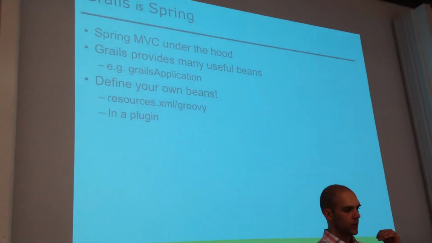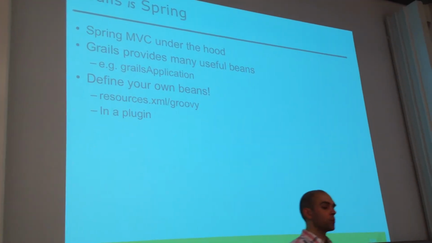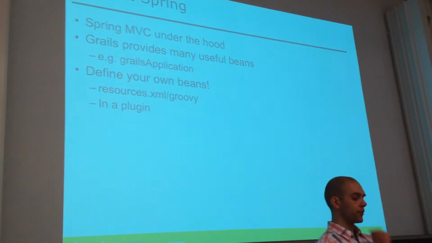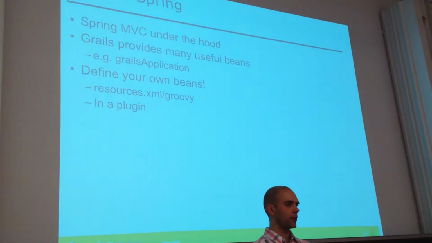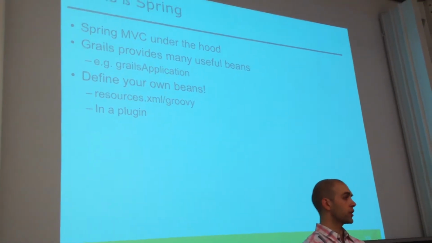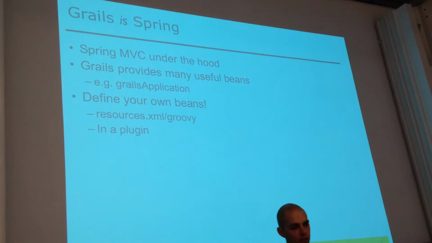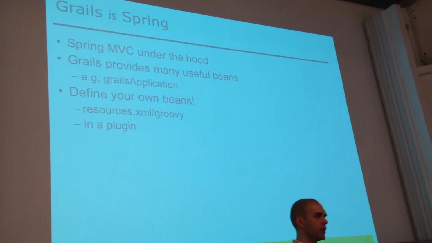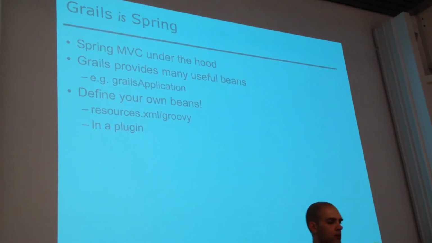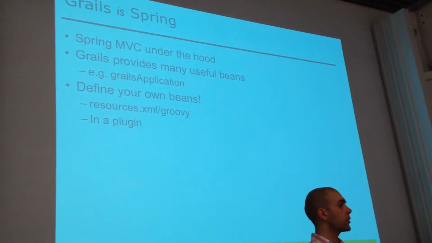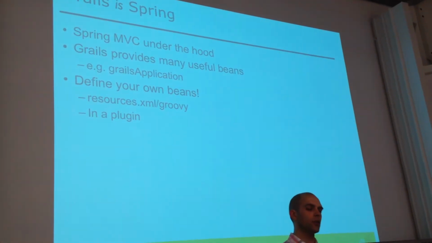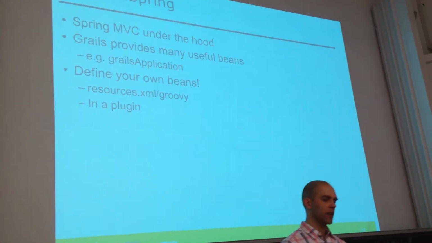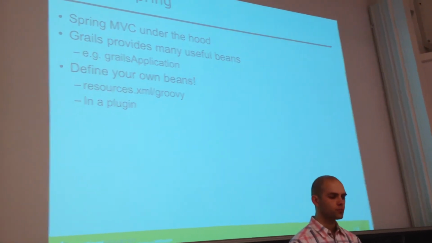And here we go on to the fact that Grails is Spring. Spring MVC under the hood, so I don't know how many people actually know that, and it comes with a lot of useful Spring beans. The Grails application bean allows you to interrogate what controllers are available in the application, what domain classes are there, and do all sorts of things like that. You can also define your own beans, override existing ones, and really take advantage of the benefits of Spring, having that inversion of control. And many plugins do this as well. So, for example, the Mail plugin will add a mail sender bean.